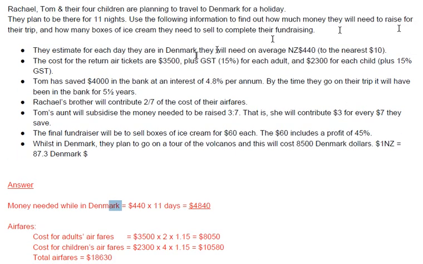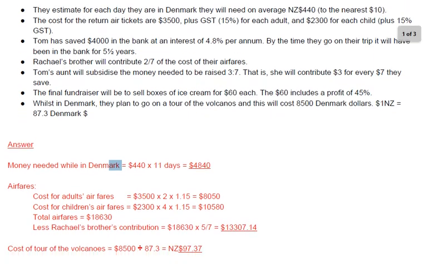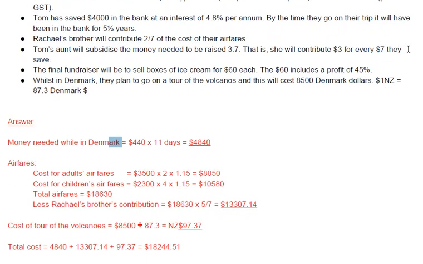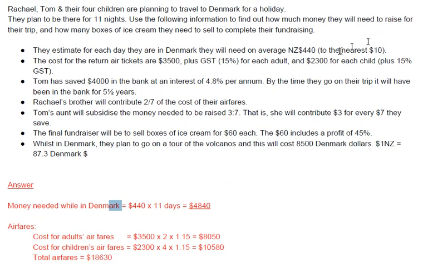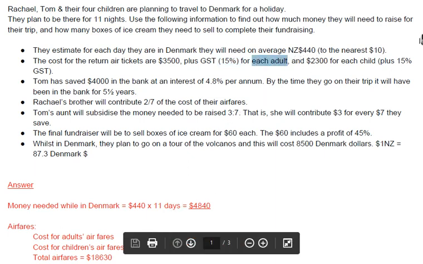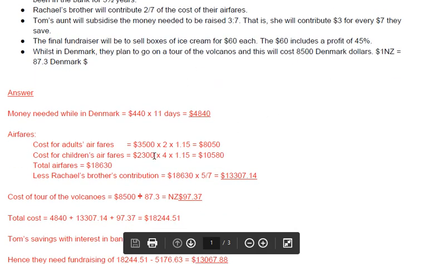Alright, the next thing here is the cost of the return airfares are $3,500 plus GST. Now the easiest way of calculating this is just to multiply by 1.15. Now we know that GST is 15%. We know that there are 2 adults.